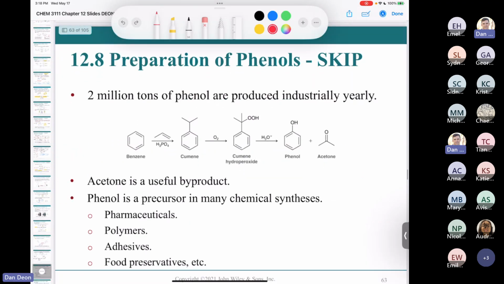And the next section, 12.8, deals with the preparation of phenols. I'm going to skip this section. We generally don't ask any questions about the oxidation of benzene and cumene to make phenols. The only thing I would say is wise to memorize from this slide is that isopropyl benzene has a common name, and it's cumene. You could call this isopropyl benzene if you wanted to, but the common name is cumene. The only reason I tell you to memorize that is it comes up about Avogadro's number of times later on in the course.